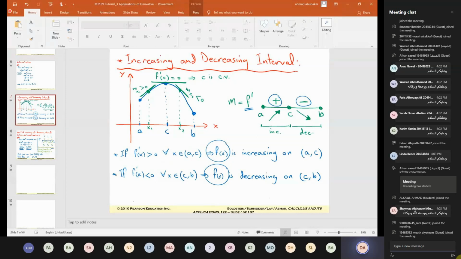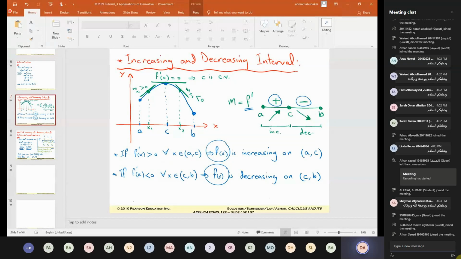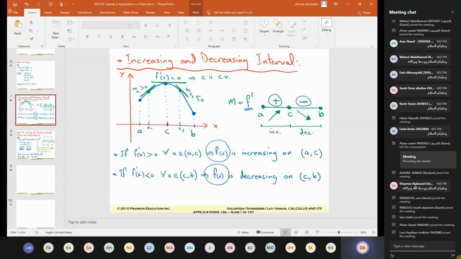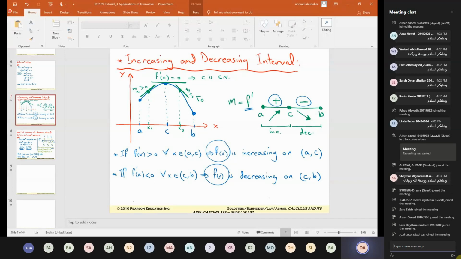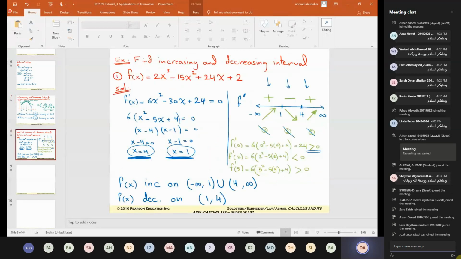We must find the critical value, put the critical value on the real line, and find the sign of f prime: the region where f prime is positive, and the region where f prime is negative, to decide the increasing interval and decreasing interval. And we took the first example. Now we will start with the second example about finding the increasing and decreasing intervals.